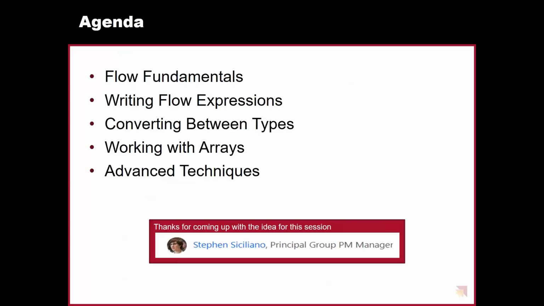So we're going to go over, first of all, just some basic flow fundamentals. We're going to talk about writing flow expressions. So this is where things get to be tricky. We're going to talk about converting between types. One of the things that we have to deal with is working with different arrays and lists. And then we're going to talk about some advanced techniques.